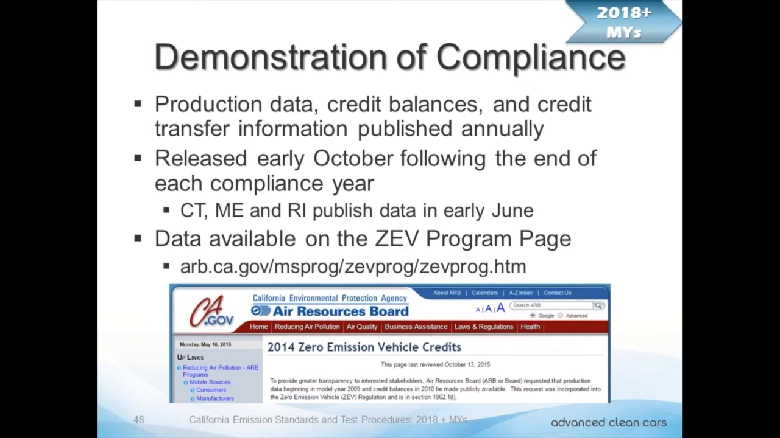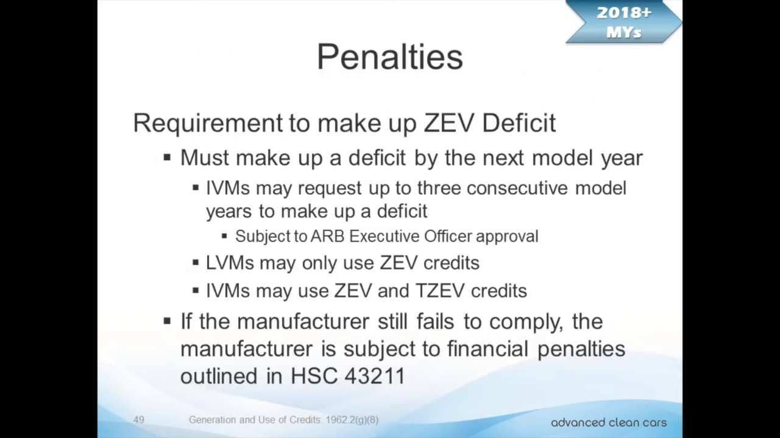Throughout this presentation, we have discussed all the ways in which a manufacturer may meet their ZEV requirements. Next, we will discuss the penalties that are associated with non-compliance with the regulation. Beginning in 2018 model year, should a manufacturer fail to meet the ZEV credit percentage requirements for a given model year, they must fulfill their deficit by the next model year.